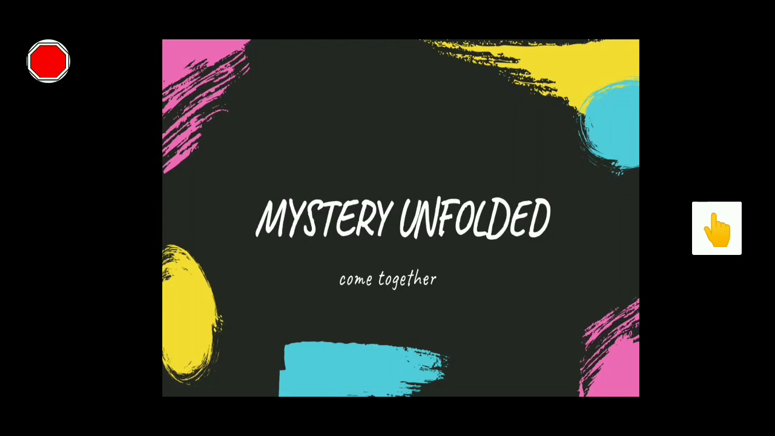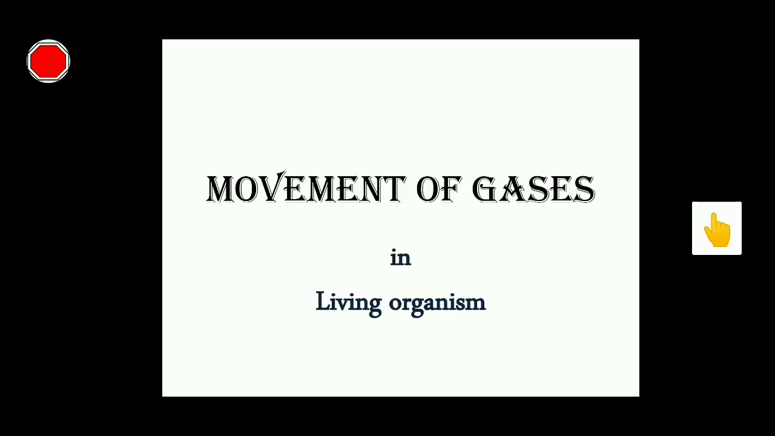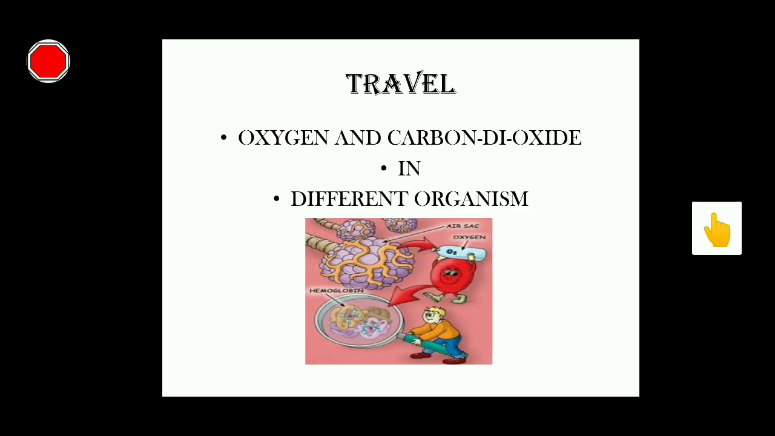So let's see how all living organisms take in this oxygen and get rid of the carbon dioxide, which is produced as a byproduct during cellular respiration. We have seen that in the process of respiration, oxygen is required to break down glucose, and in the process carbon dioxide is released, which needs to be expelled from the body as it is a waste product. So how this movement of gases takes place in living organisms, we will talk about in this video. So let's start our journey.